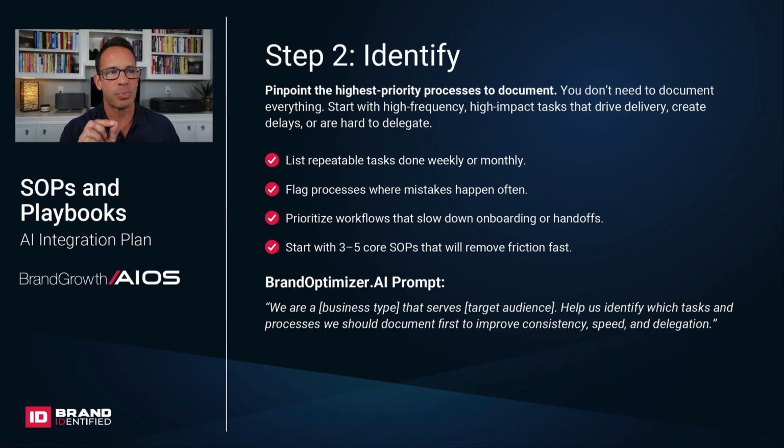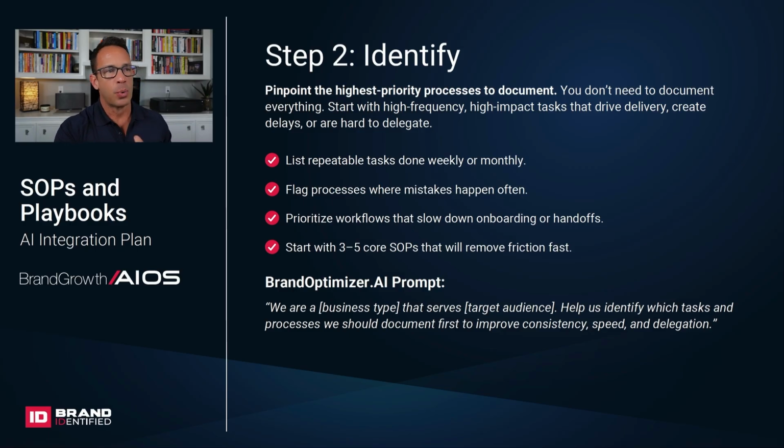So moving on here into step number 2, and that is to identify. Pinpoint the highest priority process to document. You don't need to document everything right now. Start with high frequency, high impact tasks that drive delivery, create delays, or are hard to delegate. So first, list repeatable tasks done weekly or monthly. Flag any processes where mistakes often happen. Prioritize workflows that slow down onboarding or handoffs, and start with 3 to 5 core SOPs that will remove friction fast.